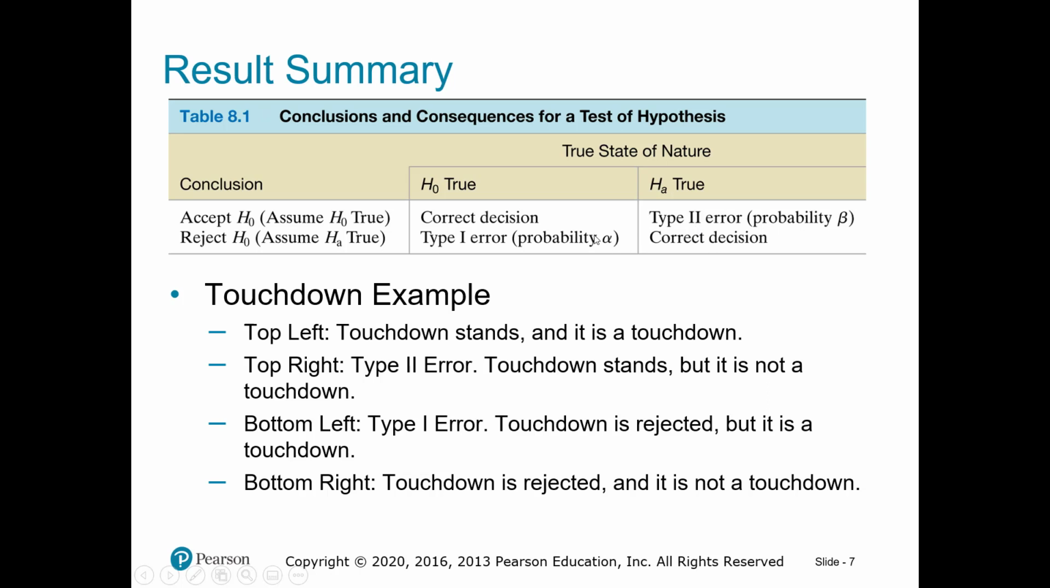I got this from a different textbook. Note this textbook uses slightly different terminology. I actually prefer fail to reject rather than accept. But the idea is these two corners are correct decisions and the other two corners are incorrect decisions, which are the type 1 error and the type 2 error.